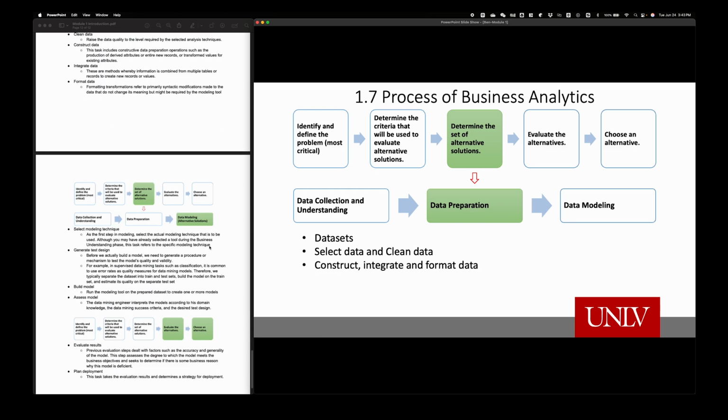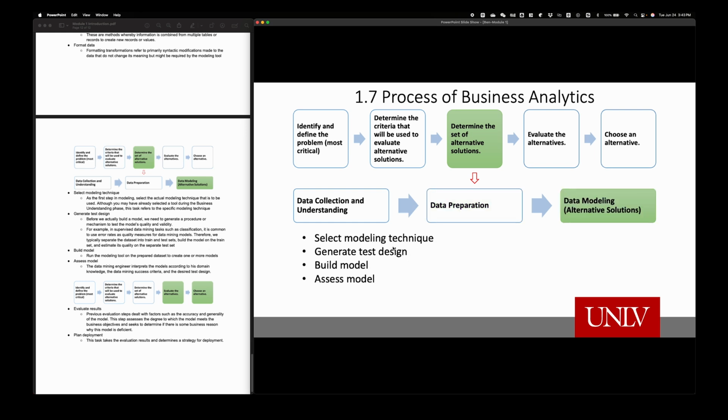And at last, it's time for us to build the model. We need to select a modeling technique. We have to make sure that we choose the right algorithm, like using either decision trees, regression, or clustering. And then we will generate the test design by splitting the data into training and testing sets to validate the model. And then we're going to build the model and assess the model by evaluating its performance.